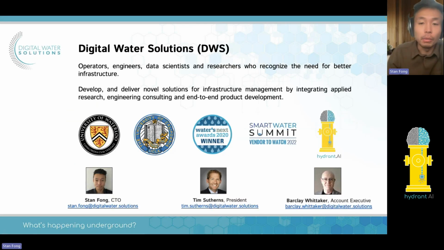So just a very quick intro for Digital Water. To put it simply, we are a small group of individuals that range from operators, engineers, data scientists, researchers. We all kind of came together on the basis of wanting to provide better tools for infrastructure. So because of that skill set that we have in-house, we're able to deliver novel solutions for infrastructure management, right? By integrating these applied research type angles with engineering consulting and then end-to-end product development. So hydrant.AI, as we'll talk about, is our first kind of commercial offering here. And then we'll also talk about the extension of that platform.ai in this presentation.